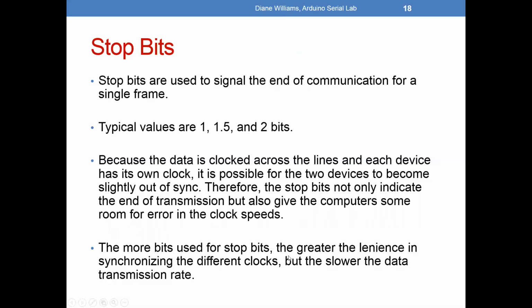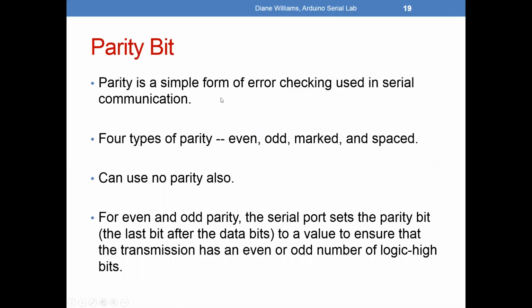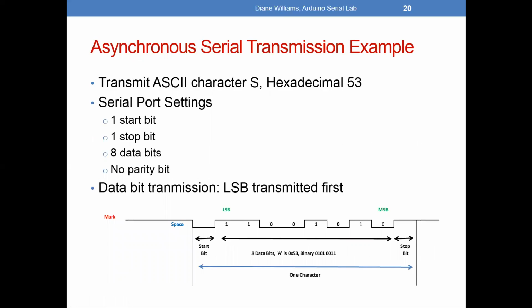When you use more stop bits, there's greater lenience in synchronizing the different clocks, but it slows down the transmission data rate. It's all based on the hardware and the way it reads. That's why you can have those different values. Parity is an error checking scheme: even, odd, mark, space. You can also use no parity. We'll be using no parity in our example, so we won't talk about how to create parity bits or how to deal with them. So here's an example of an asynchronous data transmission.